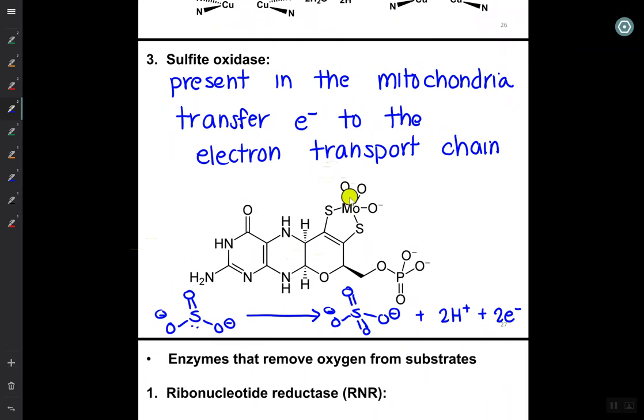So this molecule has this really interesting looking ligand with 2 sulfur groups and a couple oxygen atoms. But this is the cofactor that's doing the oxidation. Basically, one of these oxygen atoms is being added over.